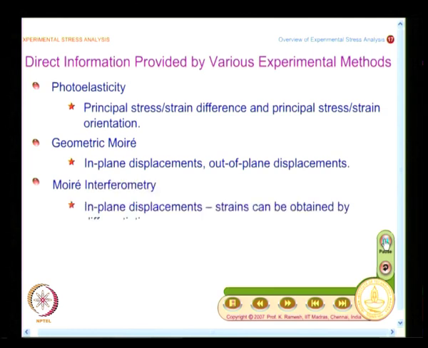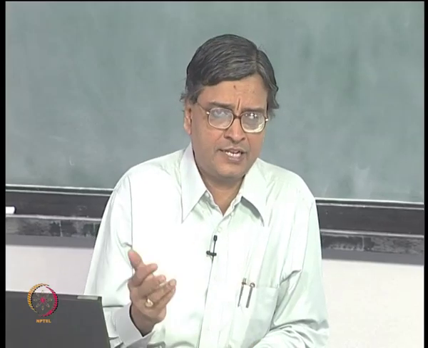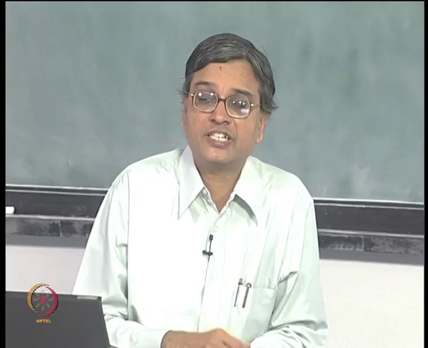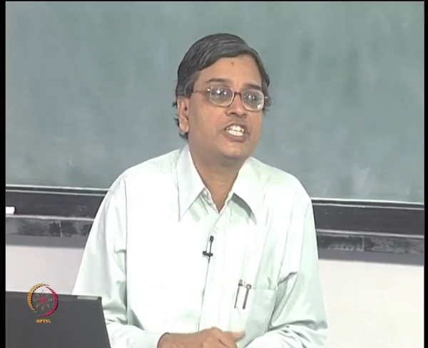And the next is Moire interferometry. In Moire interferometry, you can get in plane displacements. Here you can make very precise measurements compared to geometric moire. Because the displacement is very accurate, strains can be obtained by differentiation. Like I said, in the case of photoelasticity, you could get in plane shear stress if you know the principal stress difference and principal stress orientation. In Moire interferometry, because the displacement information is very precise, because you use high density gratings, strains can also be obtained by differentiating the displacement.